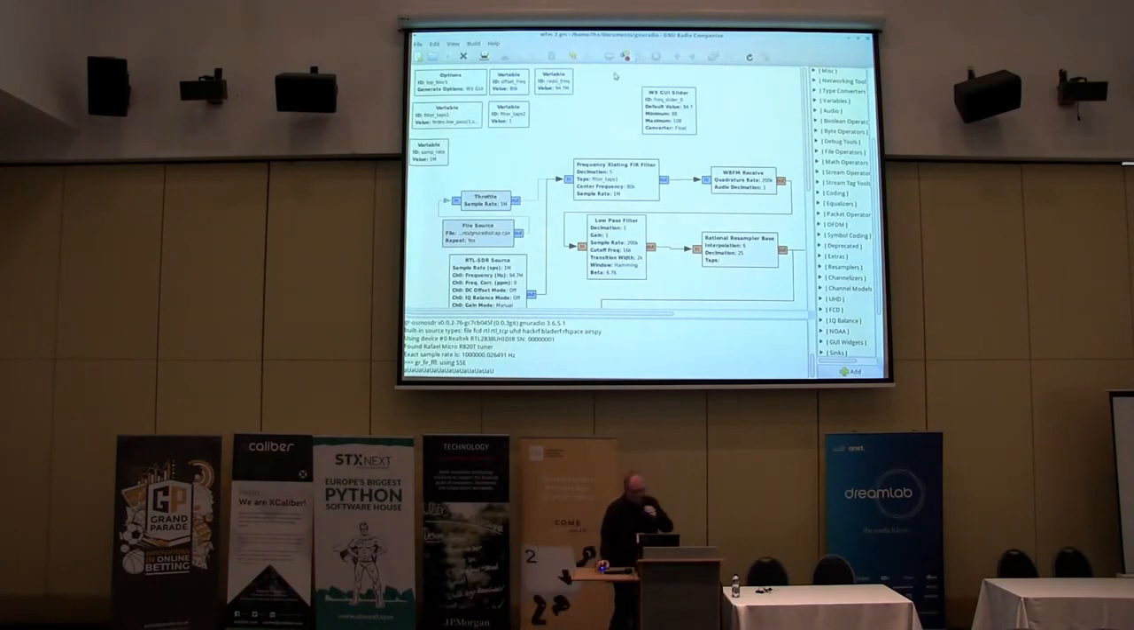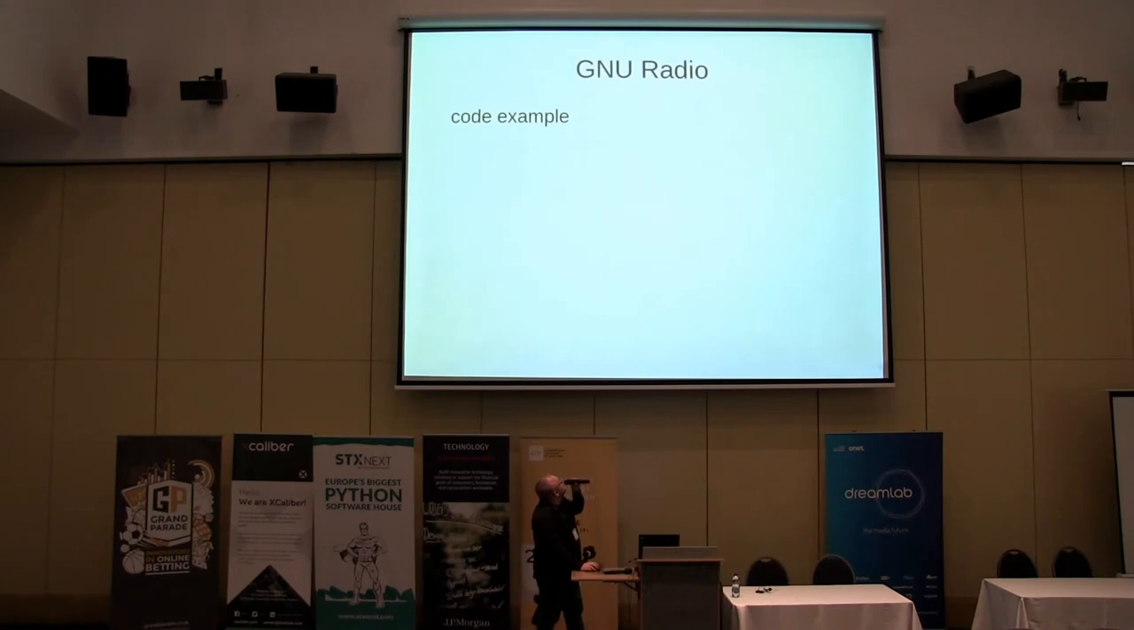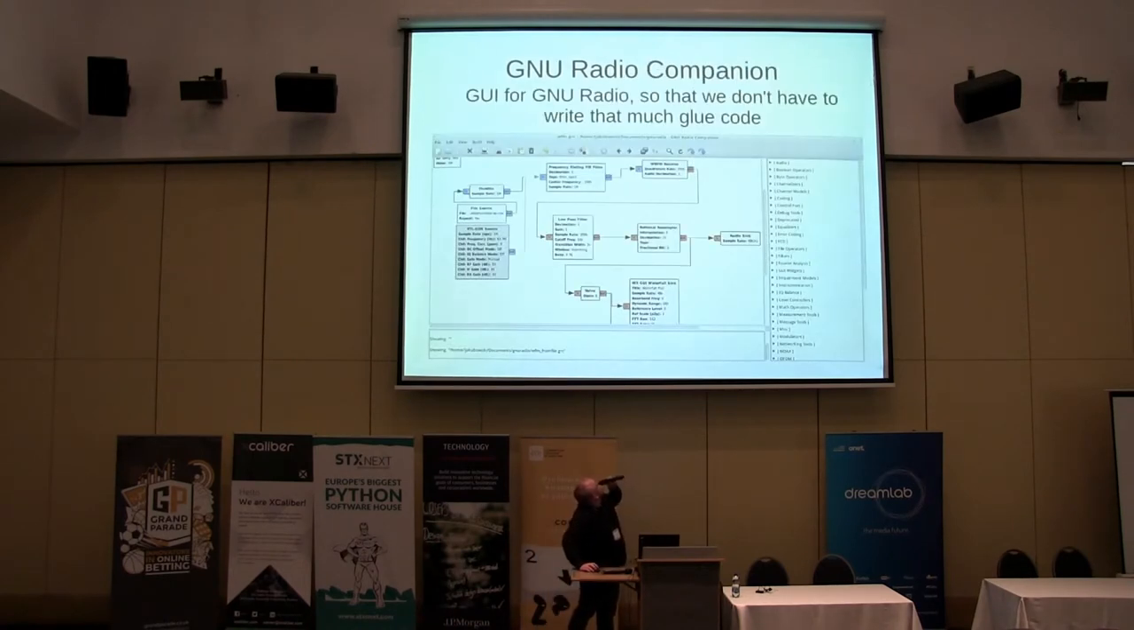I wanted to show you the Python code, mostly because it's easier to automate when you look at the output .py file and just add your automation into that, than trying to automate stuff over here. But this display is pretty nice if you want to start out and figure out what connects to what, and get stuff going. Okay. So, yeah. GNU Radio Companion.